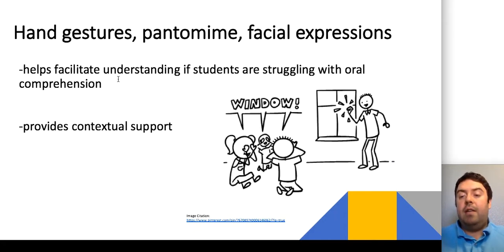Another way to provide support or a scaffold for English language learners is to use physical hand gestures or to use pantomime or to be very cognizant of your facial expressions. And this is beneficial because this provides contextual support for students. So they might not understand everything you're saying, but if they see your gestures, they see you modeling it and physically doing an action, then they are more likely to comprehend what you're saying.